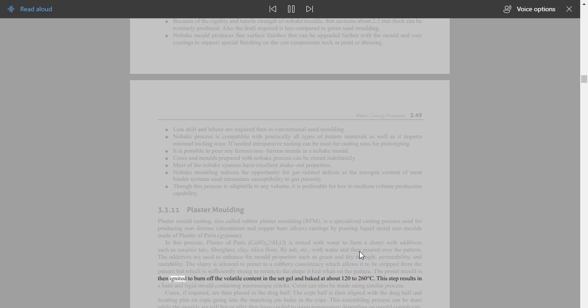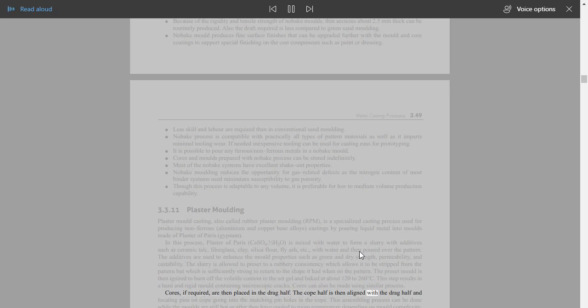The preset mold is then ignited to burn off the volatile content in the set gel, and baked at about 120 to 260 degrees Celsius. This step results in a hard and rigid mold containing microscopic cracks. Cores can also be made using a similar process. Cores, if required, are then placed in the drag half.